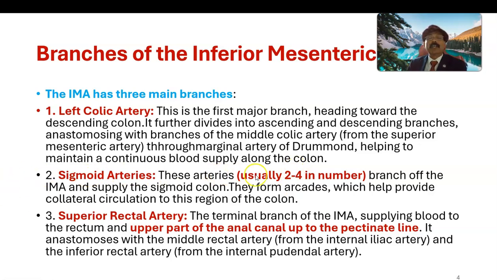Sigmoid arteries: these arteries, usually 2 to 4 in number, branch off the inferior mesenteric artery and supply the sigmoid colon. They form arcades which help provide collateral circulation to this region of the colon. Superior rectal artery, the terminal branch of the inferior mesenteric artery, supplies blood to the rectum and upper part of the anal canal up to the pectinate line. It anastomoses with the middle rectal artery from the internal iliac artery and the inferior rectal artery from the internal pudendal artery. The internal pudendal artery is a branch of the internal iliac artery.